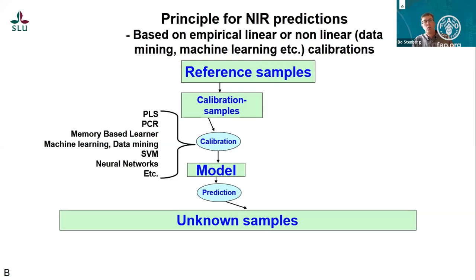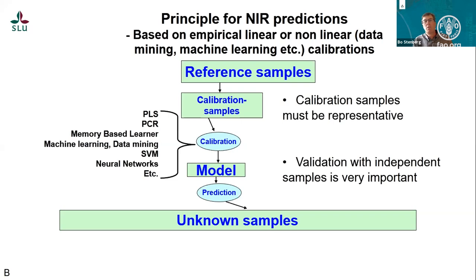And then you use this model to predict your unknown samples where you don't have a reference. But it's very important that the calibration samples are representative of the samples you later on want to estimate. And also that you validate. It's very, very important that you validate with independent data sets. If you read the literature on near-infrared spectroscopy and probably other techniques, there are very many papers which are a bit doubtful in that respect.